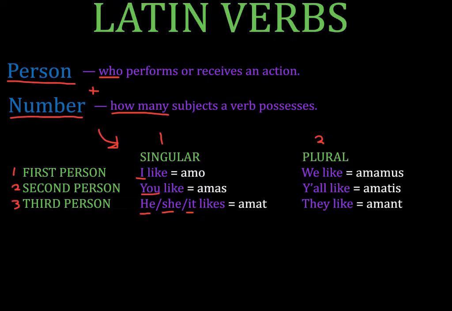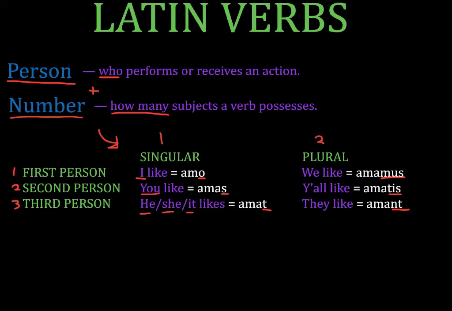In Latin, just like in English, different numbers and persons cause verbs to change their endings. Therefore, the first person singular Latin verb for I like is amo. The second person singular is amas. The third person singular is amat. Whereas the plural form, first person plural, we have amamus. Second person plural, we have amatis. Last yet not least, the third person plural is amant.